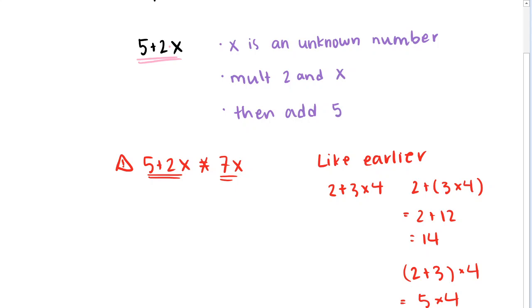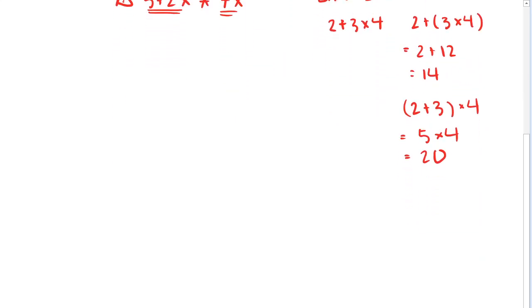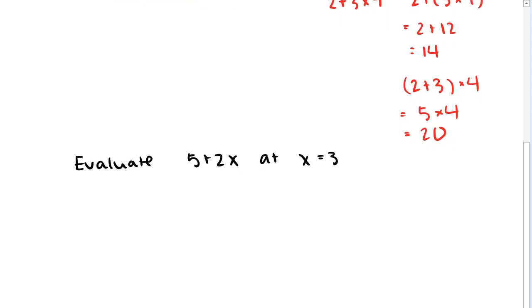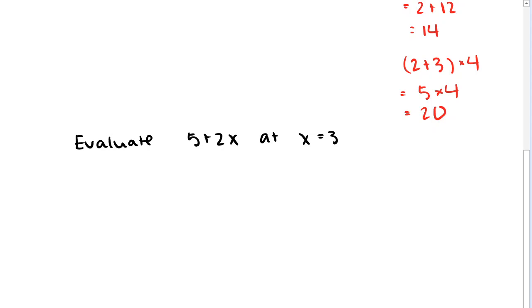And so maybe just to really showcase this, let's evaluate 5 plus 2x at x is equal to 3. All right, so what do we get from this expression here? Well, we have 5 plus 2, and we're replacing x with 3. And so this gives us 5 plus, right, we do multiplication first. This is 6. Added on to 5, this gives us 11.